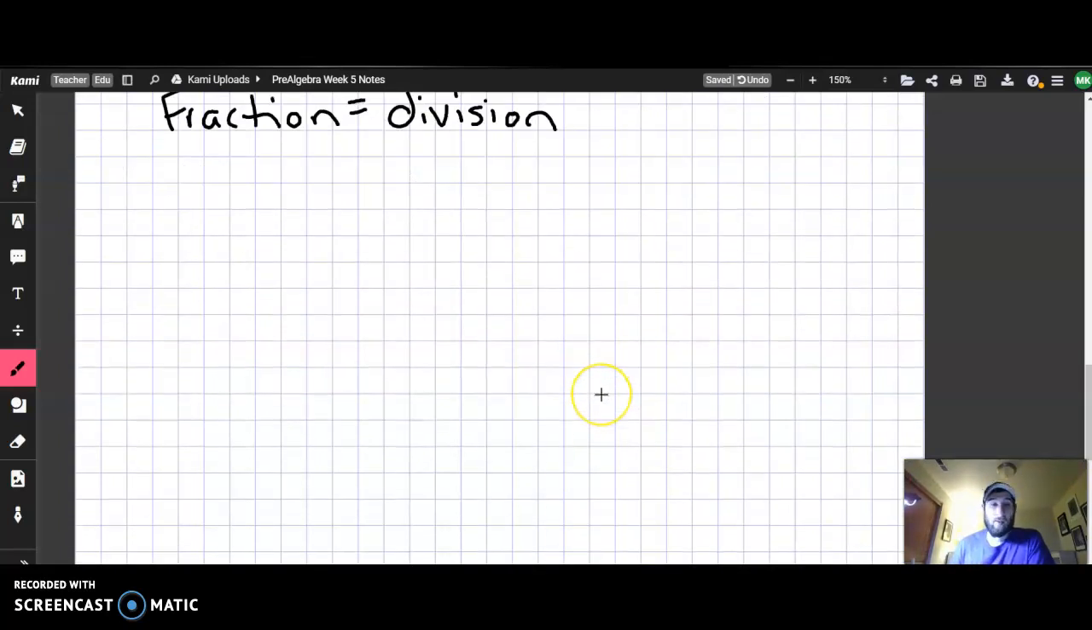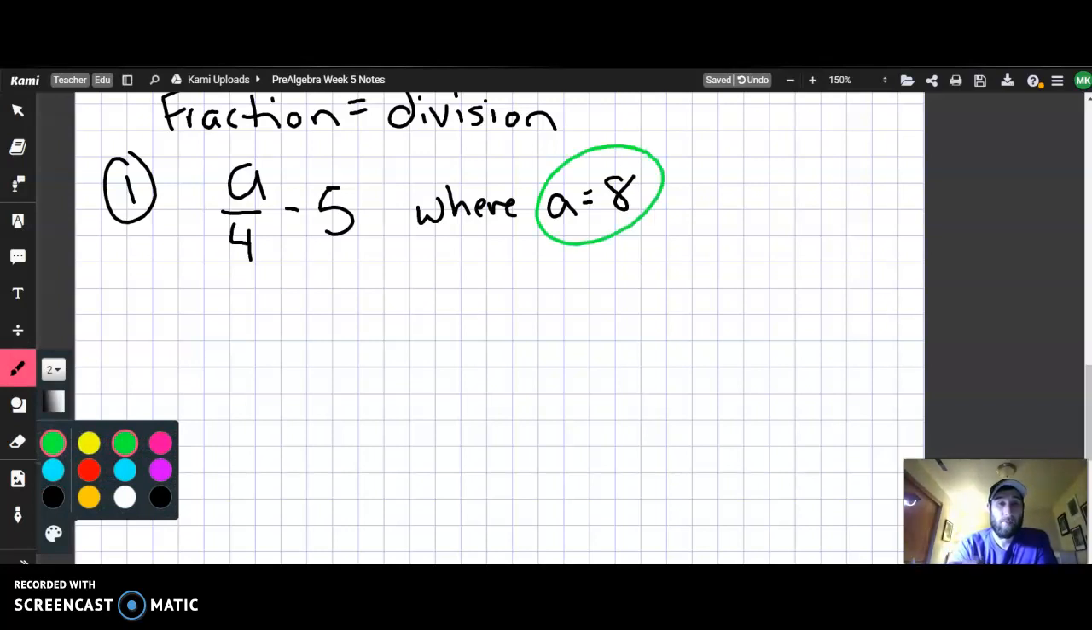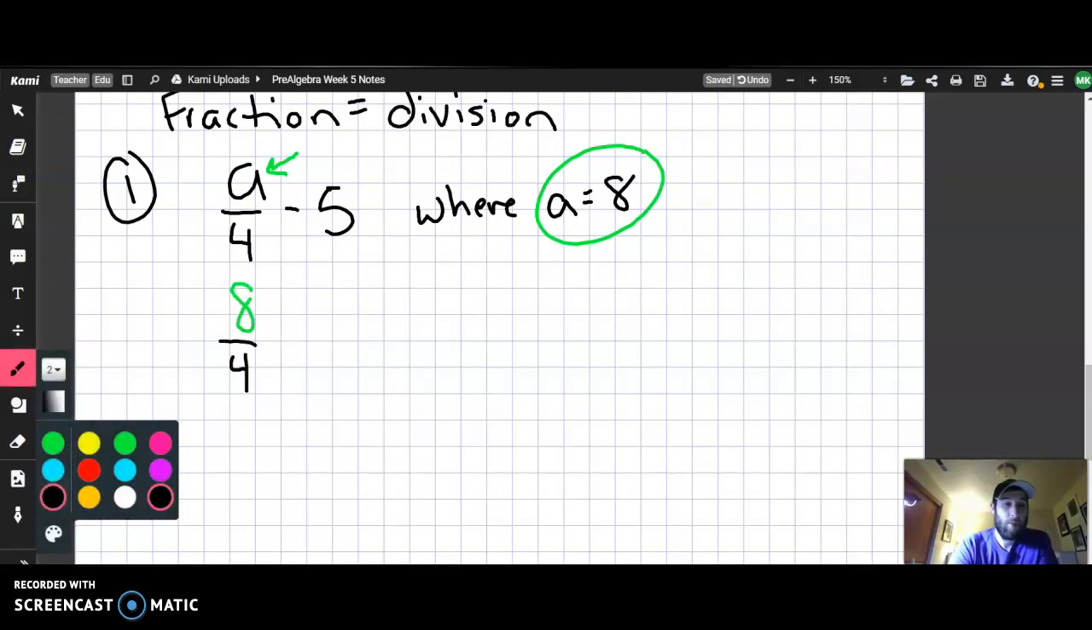And so, looking at our first example here, we're just going to work with a over 4 minus 5, where a is equal to 8. We're looking at how do you simplify fractions in the context of simplifying substituted variables. So we first just need to make our substitution. If our a is 8, we replace it. So then we have 8 divided by 4 minus 5.